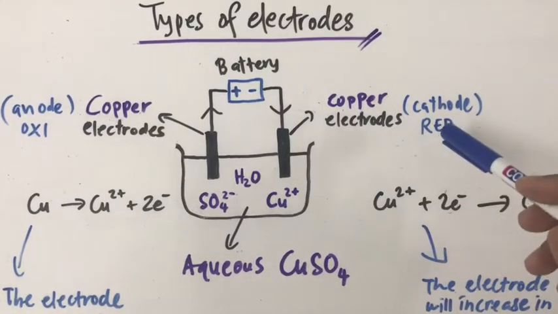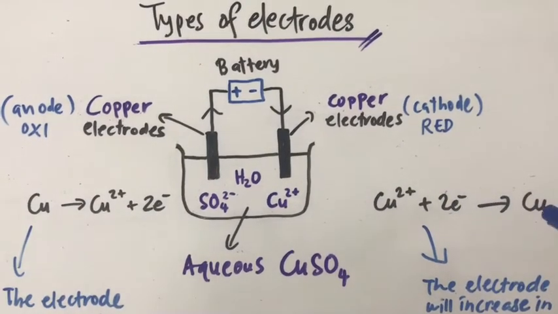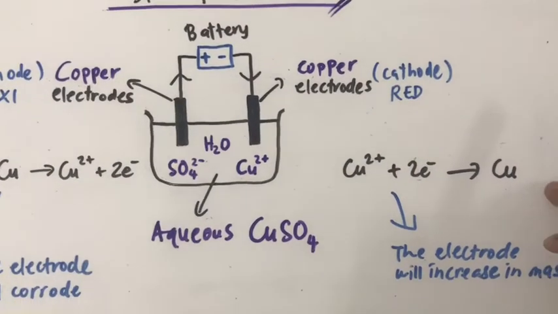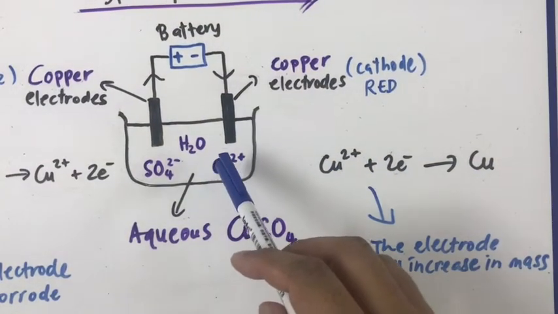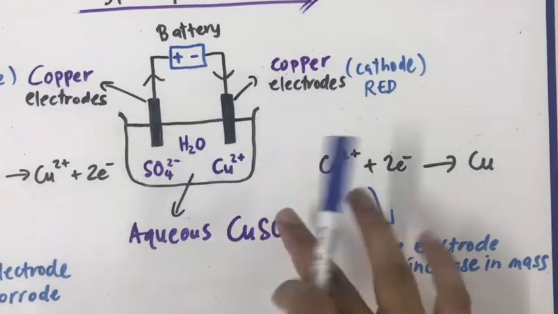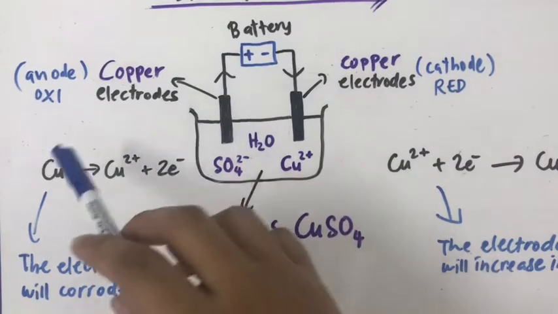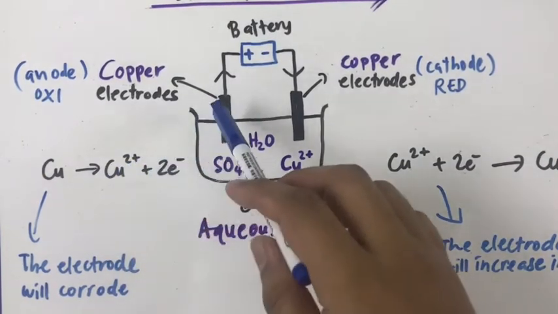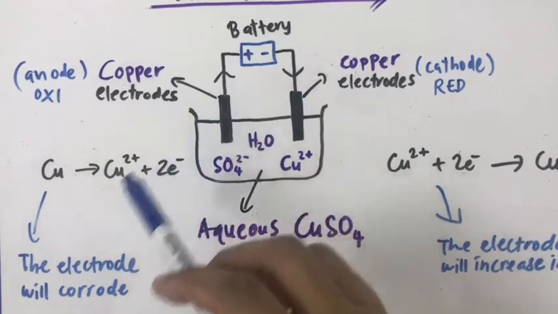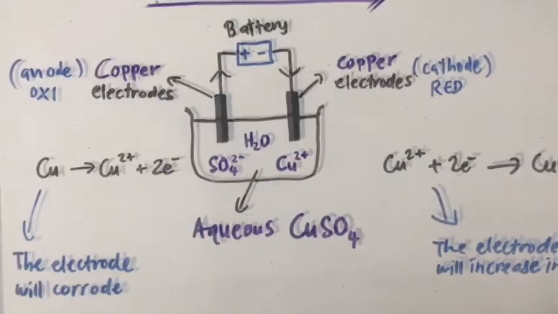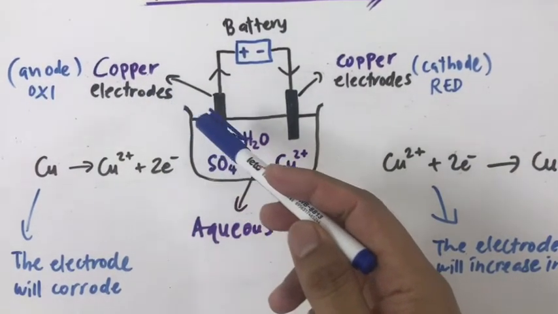At the cathode, a reduction happens where the Cu2+ receives electrons and becomes solid copper. In this case, the mass of the electrode at the cathode will increase because the copper is deposited on the electrode. At the anode, the electrode will undergo oxidation, where the copper becomes Cu2+. So the mass of the electrode at the anode will decrease. It undergoes corrosion.